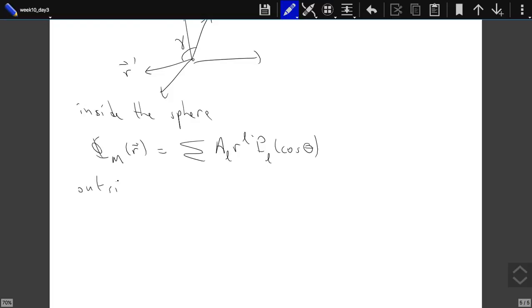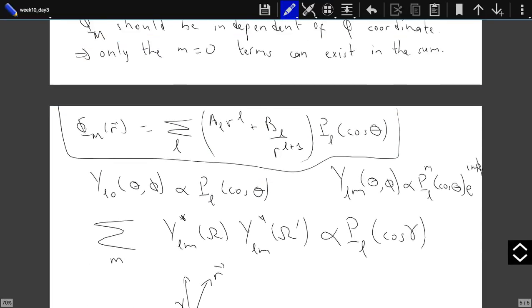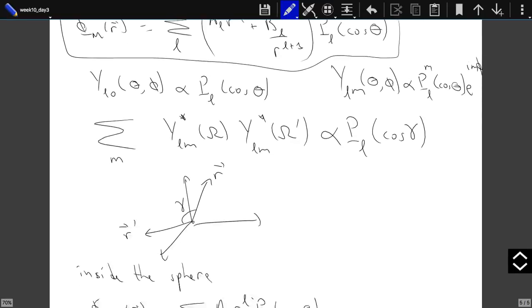Outside the sphere, at infinity, it should go to 0. My charge is localized over here. At infinity, there is nothing. This is not like the infinite wire case. The infinite wire just extends to infinity, but this doesn't extend to infinity. So as r goes to infinity, this should go to 0, but the A_L terms don't go to 0. They either diverge or they remain constant. So the A_L terms should not be there outside the sphere. So I only have the second term.